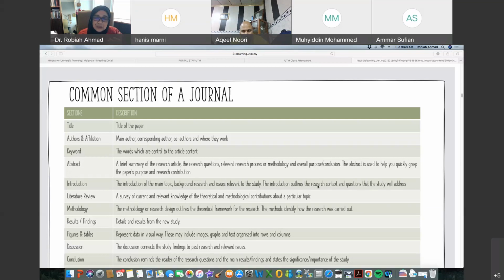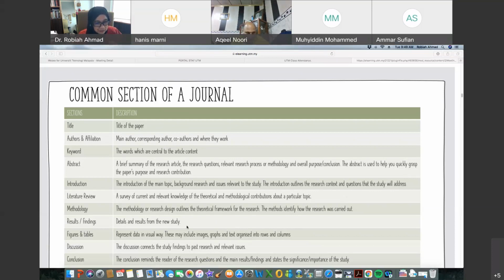So this is the introduction section. The introduction outlines the research context and question that the study will address. So you have ideas about what gaps these researchers are talking about, and what the field is. And then the literature review, basically on the relevant knowledge. Sometimes you need that to match with your own literature review. And then the methodology, or research design, outlines the theoretical framework and also the method used: the performance measures, the analysis used, the equations used, and so forth.